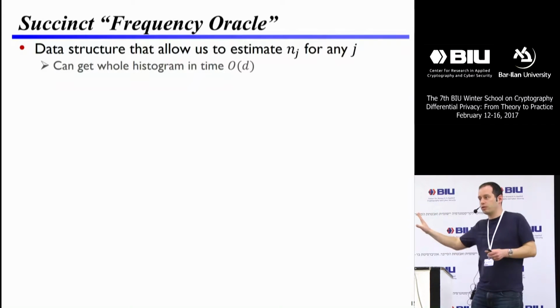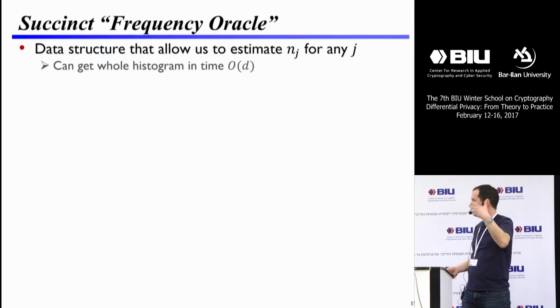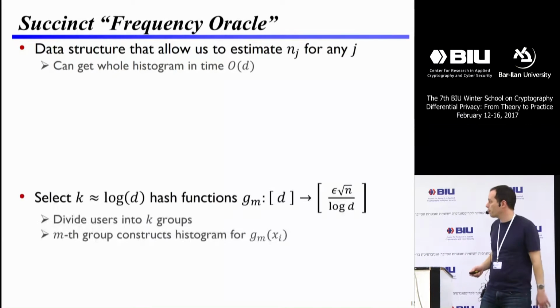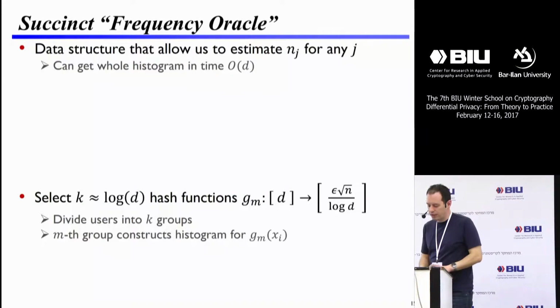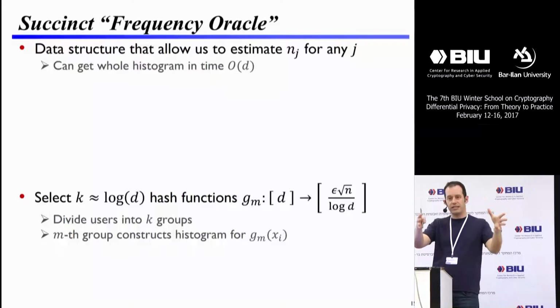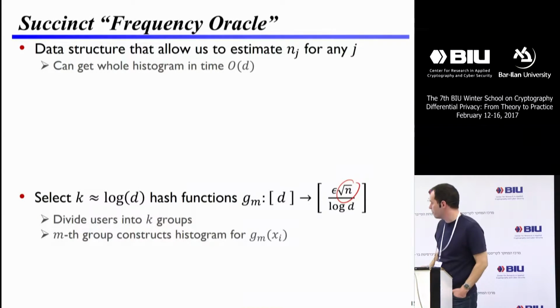The construction of this data structure is actually going to run in time only logarithmic in d. It only takes time on the order of d if you really want the explicit whole histogram. So the idea is we're going to select a bunch of hash functions that map, not our data set, but our universe into a smaller universe. The exact size of the universe doesn't really matter, but call it square root of n.